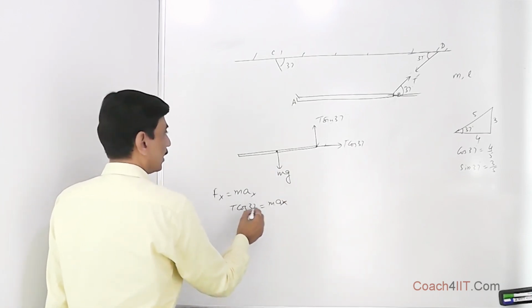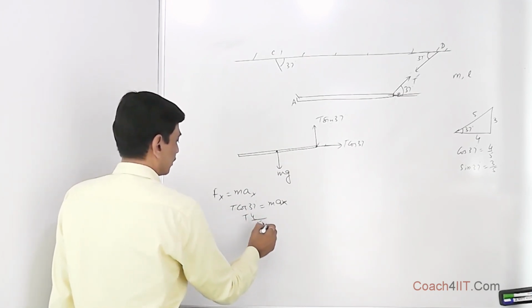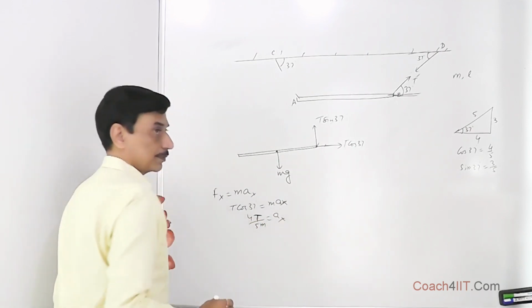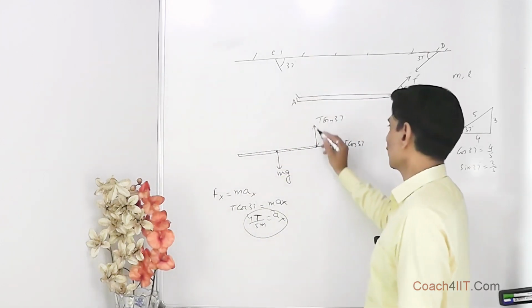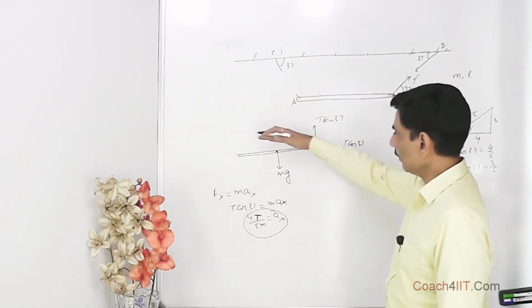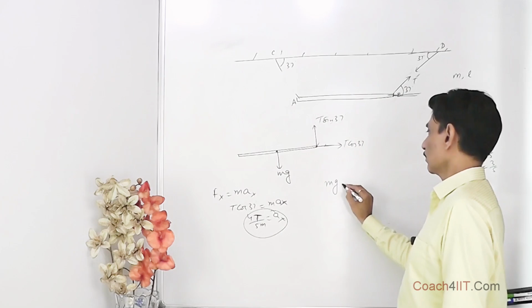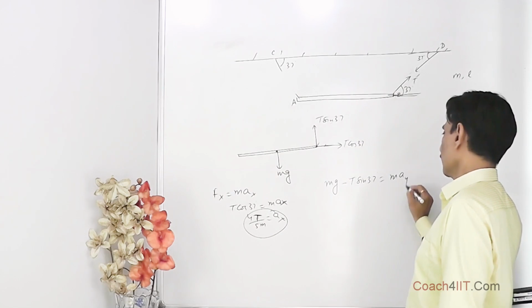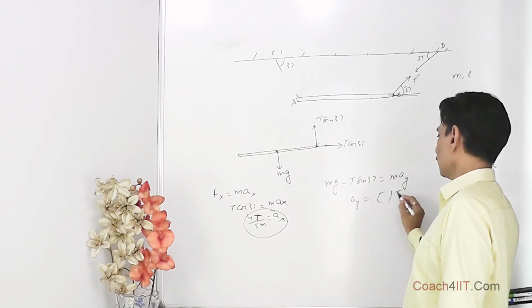What is T into cos 37? Cos 37 is 4 by 5. M goes over here. So, 4T by 5m is equal to ax. Similarly, once ax is found, on the same lines, along the y-axis also we can write the equation. Eventually, this center of mass will be falling down. So, we can write mg minus T sin 37 degrees is equal to m into ay. We can just put the values and we'll get some ay also in terms of T only.